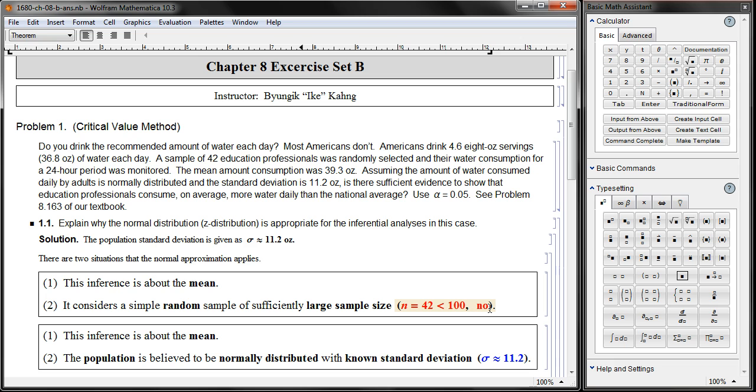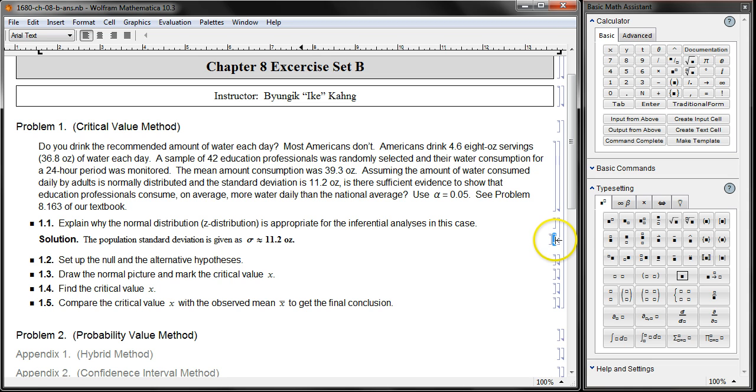Let's go to the second criterion here. About the mean, yes, we saw that. And then the population is believed to be normally distributed. Is it? Yes, we have this assumption here. Okay, that one checks. And finally, we have population standard deviation. Okay, so the second criterion applies. This is a bit better answer. But of course, at the 1000 level, I will accept the short answer as full credit.